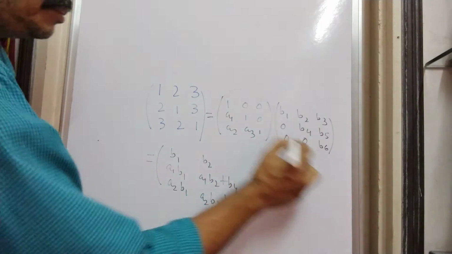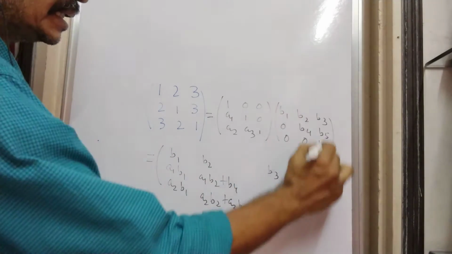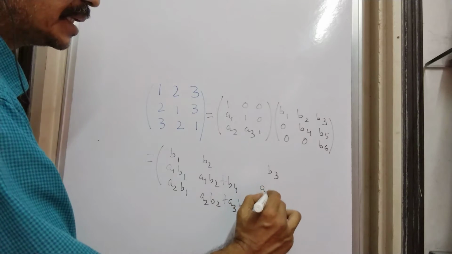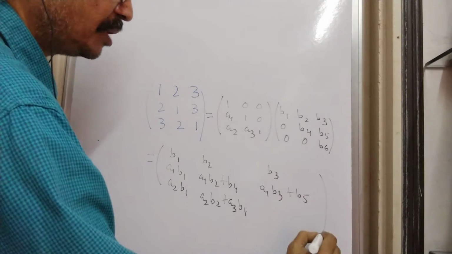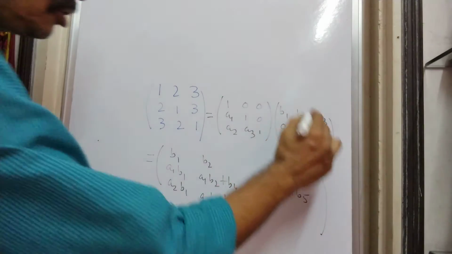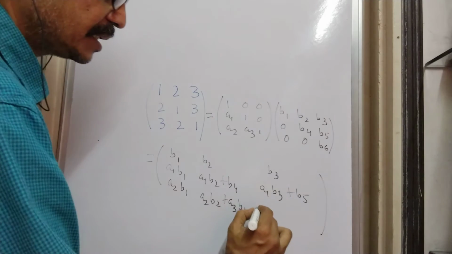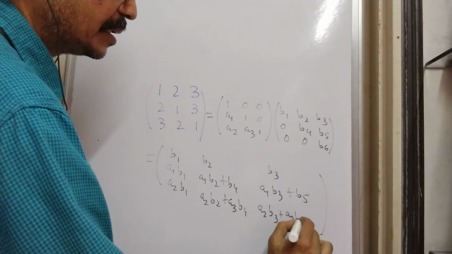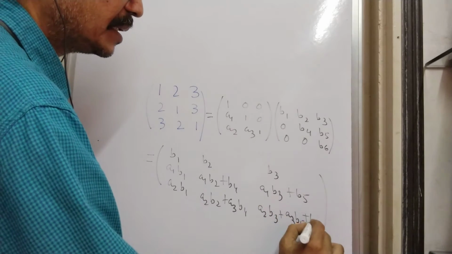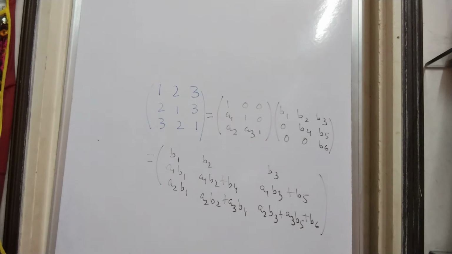Then the third column with the first row gives B3, third column with second row gives A1 B3 plus B5, and whenever you multiply the third column with the third row it gives three elements, A2 B3 plus A3 B5 plus B6. So this is the matrix which should be equated with the given matrix, and we equate the terms one by one.